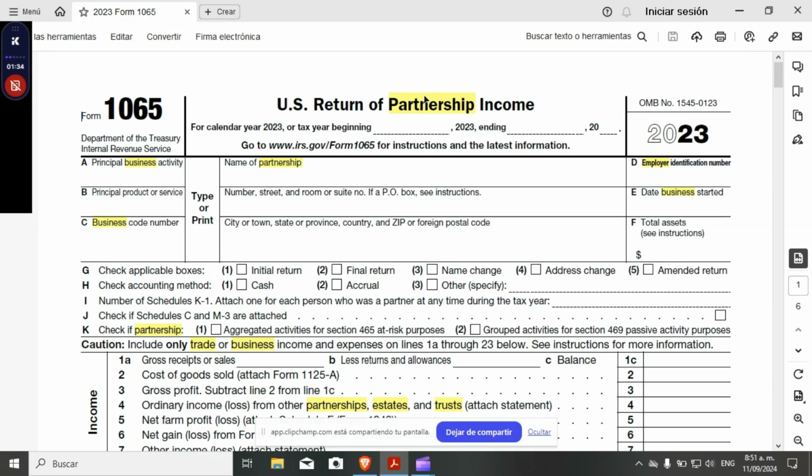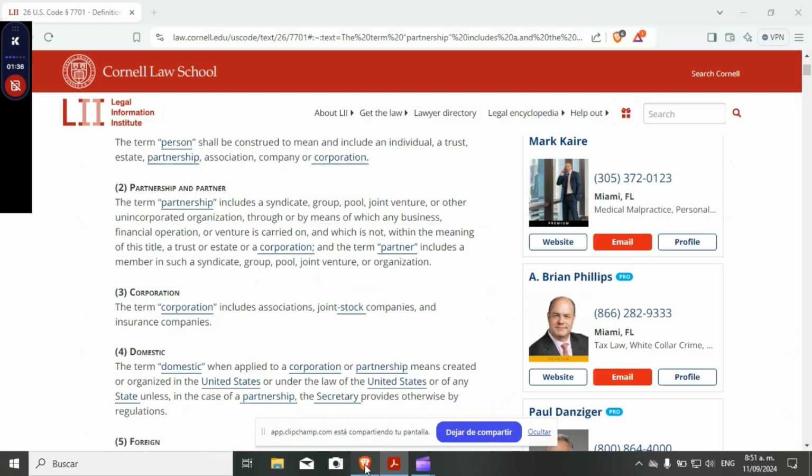So the first one is partnership, right? Let's take a look at what the definition of the word partnership is here. It says a partnership includes a syndicate, group, pool, joint venture, or other unincorporated organization through or by means of which any business, financial operation, or venture is carried on and which is not within the meaning of this title a trust, estate, blah, blah, blah. So the important thing here is it's a syndicate, group, all of these things, but by means of which any business is done. Now, you might be asking yourself, okay, well, what does the term business mean?